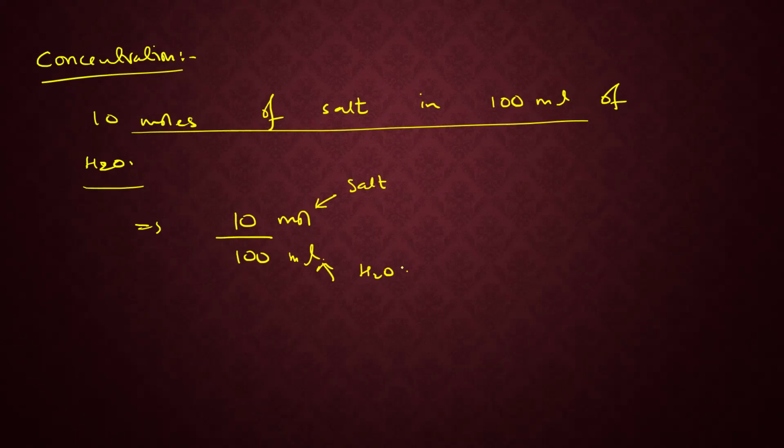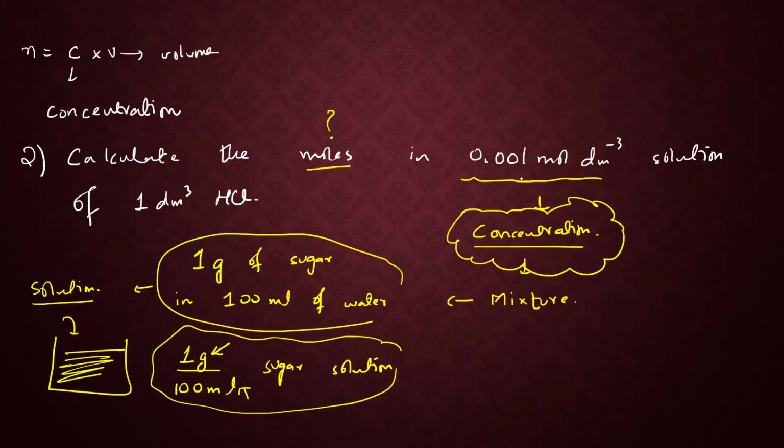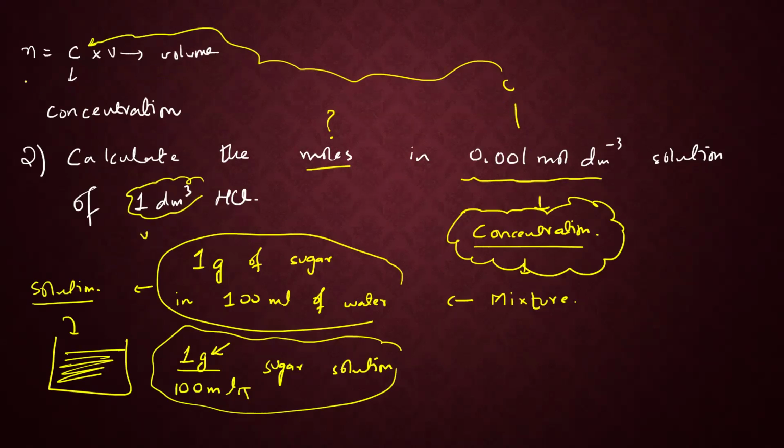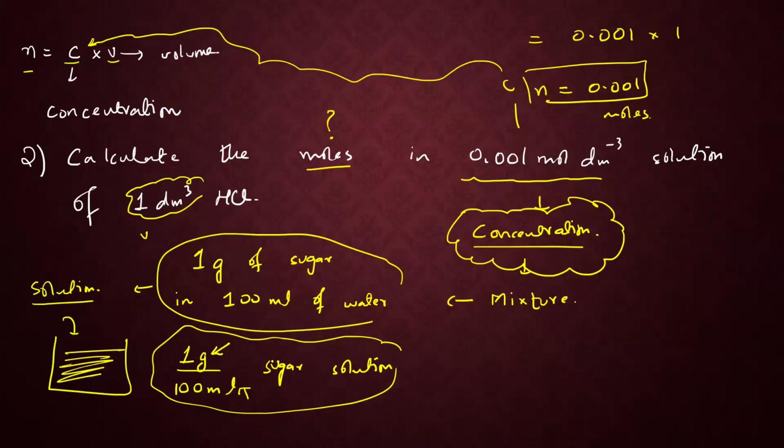So coming back to the question, this represents C in my formula, and they've also given me V. So the formula for number of moles is C times V. So I'm going to multiply C with V, and I'm going to get this as my moles. So do you guys get this part? Yes, sir. Both of you understood this?